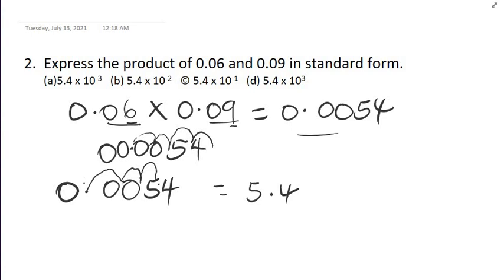Now, how many places did I count before I got to the first digit? 3 places. Now, it's going to be 10 raised to the power 3. But because I counted to the right, it's going to be minus 3. But if you count to the left, it is going to be plus 3. So the right option will be A. 5.4 times 10 raised to the power minus 3. I hope that is clear.